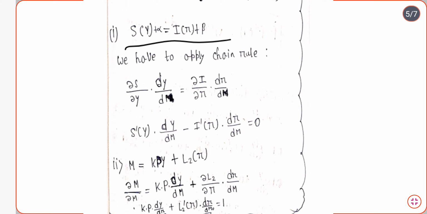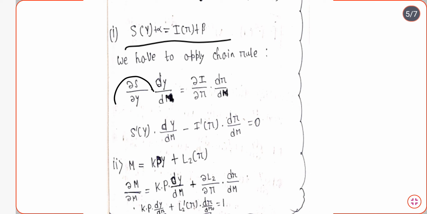Similarly in this part, alpha is a parameter, so it will be converted into 0 when we take the derivative of alpha with respect to M. Similarly in this part, I is a function of the rate of interest, R, so we will take the derivative of I with respect to R, then the derivative of R with respect to M, and beta will be converted into 0.